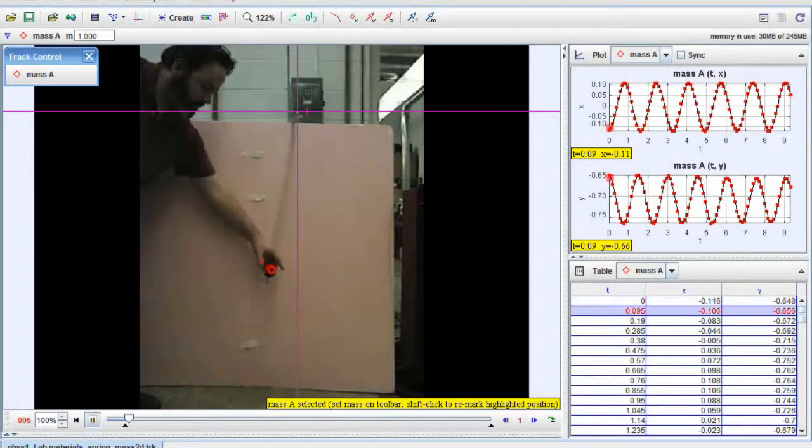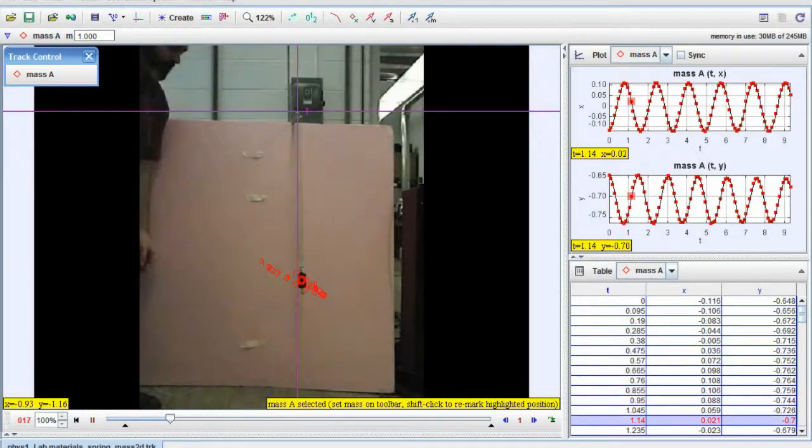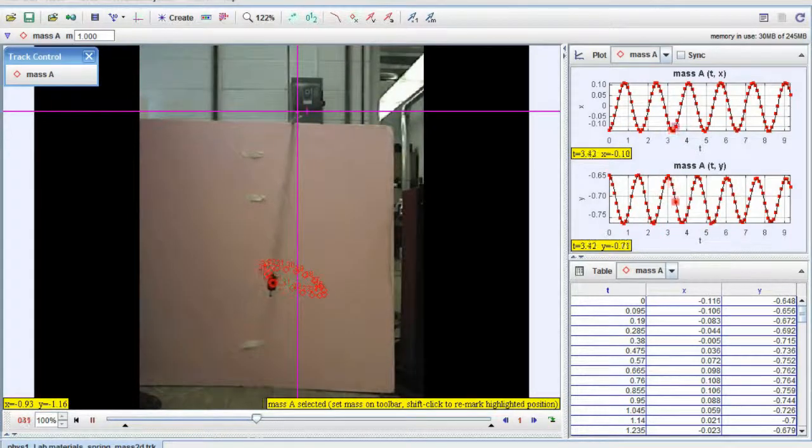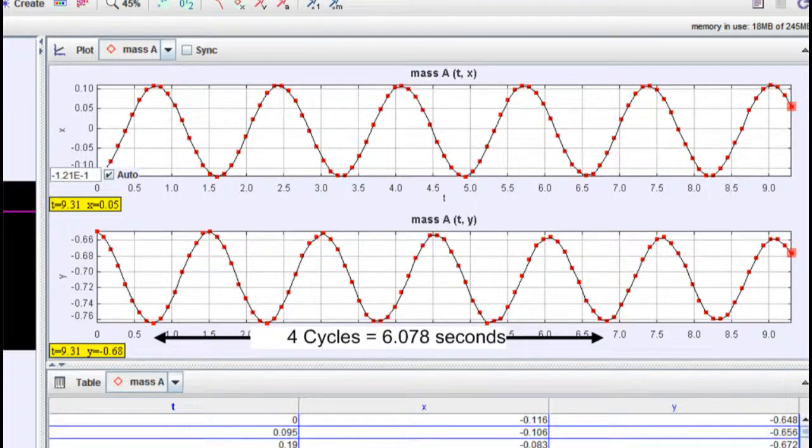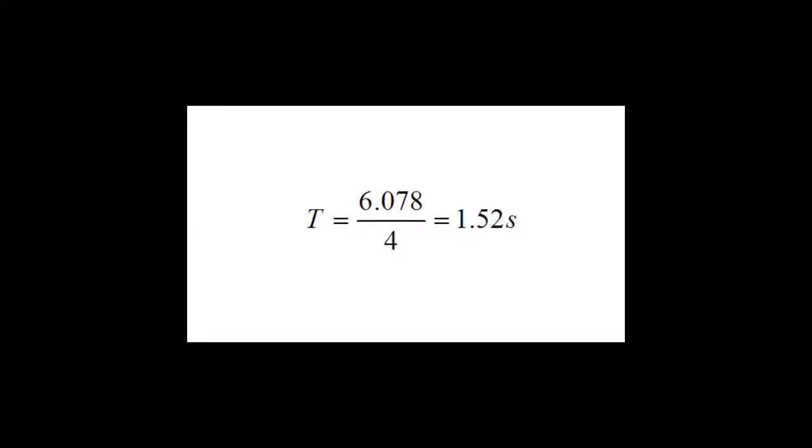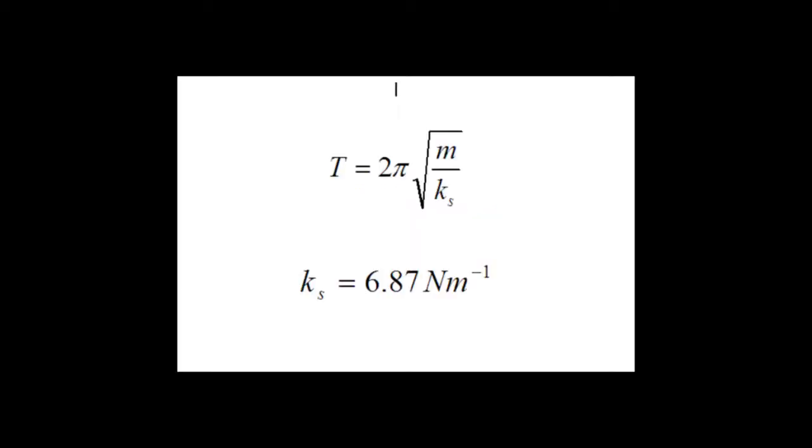We first analyzed the video in Tracker to extract position against time data in both the x and y directions as shown. If we consider 4 cycles, we see that the time taken is 6.078 seconds, from which we can calculate the time for one cycle to be 1.52 seconds. Then, using the equation T equals 2 pi square root of m divided by Ks, we can calculate the value of Ks to be 6.87 Newton per meter.